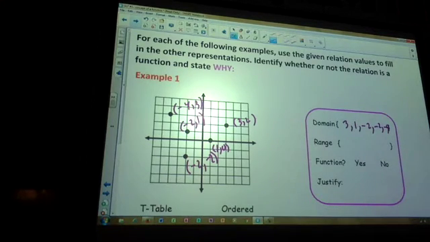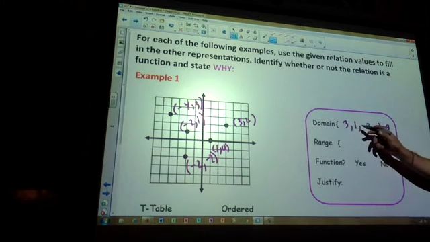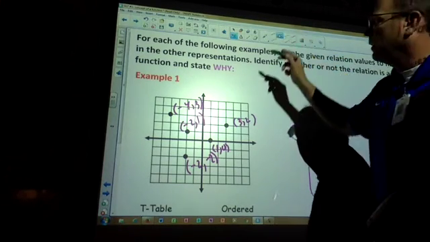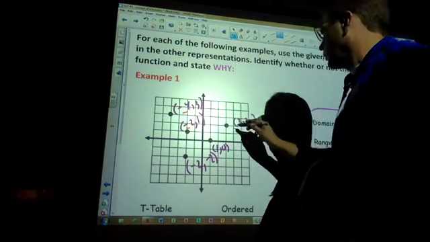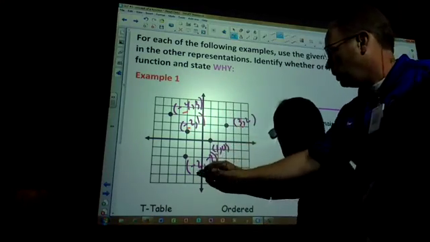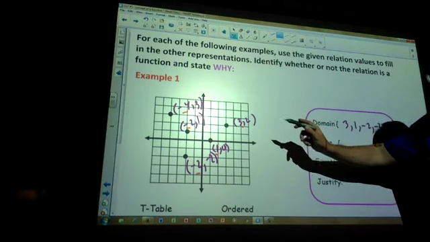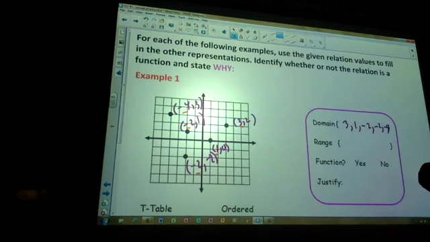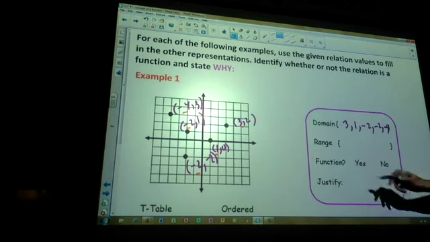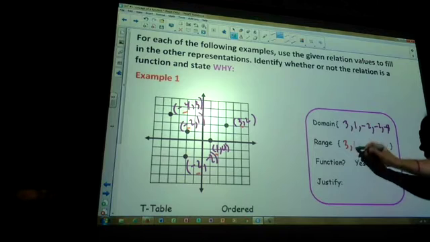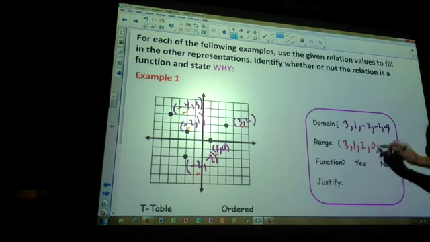Wait, so you have to list all the domains. Did I list them? Negative 4, 3, 1, negative 2. Did I get all those? Negative 4, negative 2, 3, 1, negative 2. Range: 3, 1, 2, 0, negative 2. It's a function. Okay, it was really hard to write.